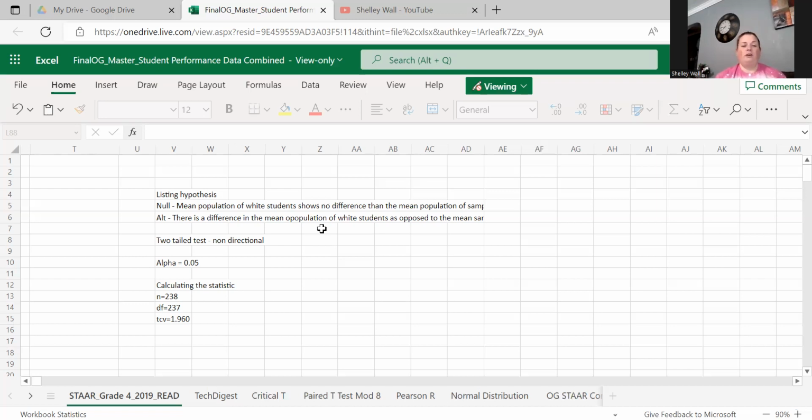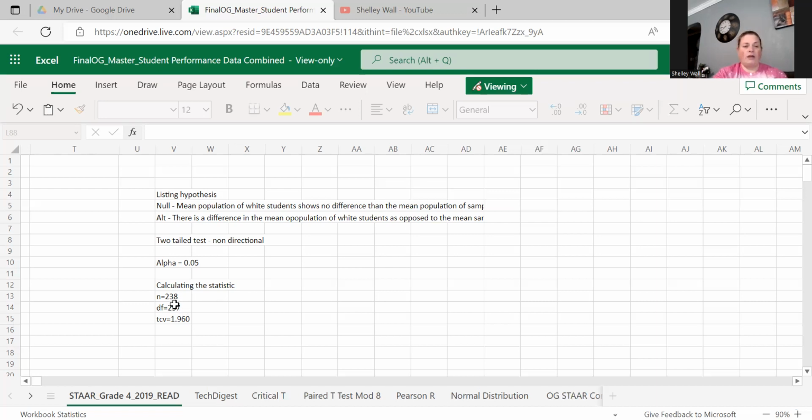The next thing we're going to do is calculate the statistic using these t-tests. So, some important numbers, look where I'm pointing here. N, notice it's a lowercase n because that's my sample, as opposed to an uppercase N, which would be the state population. So my sample included 238 students.